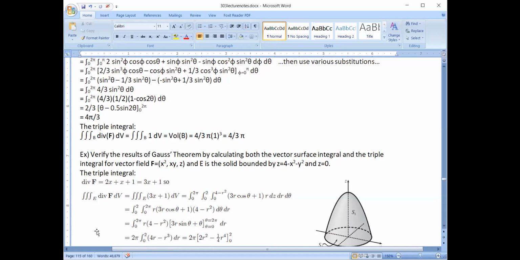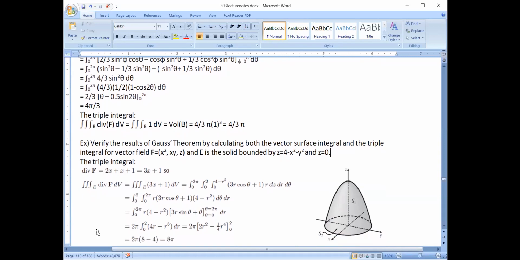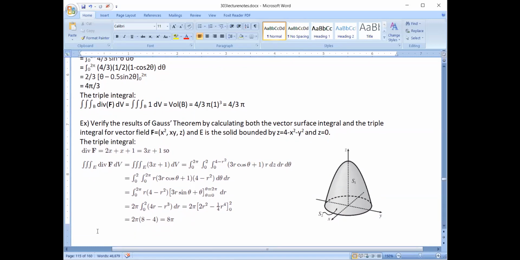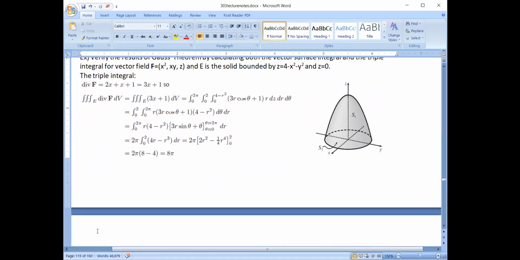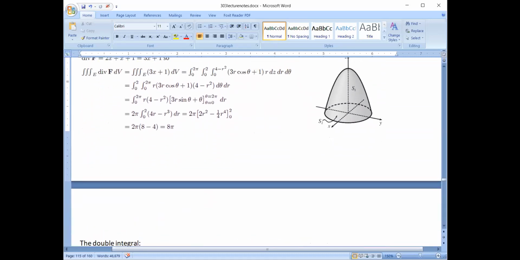So 2 pi is a constant, pull it out, and now we integrate with respect to r. So you get 2r squared minus 1/4 r to the 4th, and r goes from 0 to 2. Plugging in, you get this times this, gives you 8 pi. So doing the triple integral gives you 8 pi. Now let's get back to doing Gauss's theorem on the other side. So now we have to do, I have to scroll a bit, the double integral.